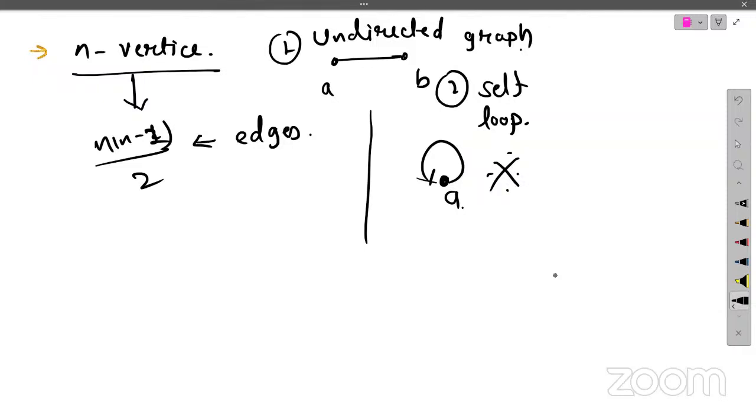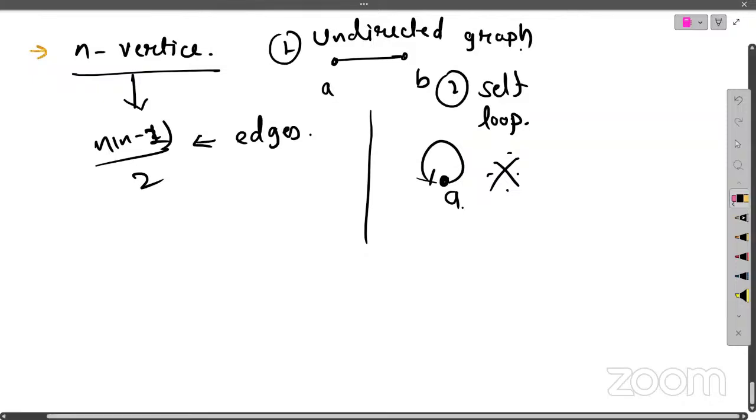Ma'am, we can define edges as the two critical points of the line. No, not critical point actually. You can say an end point. End point of an edge. Okay. So we are not considering the self loop.